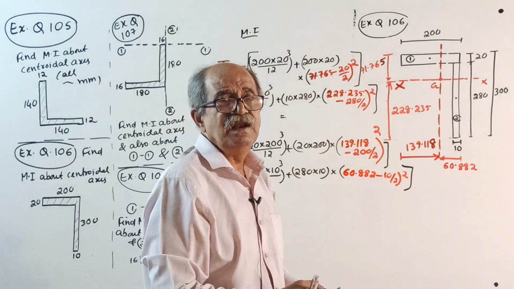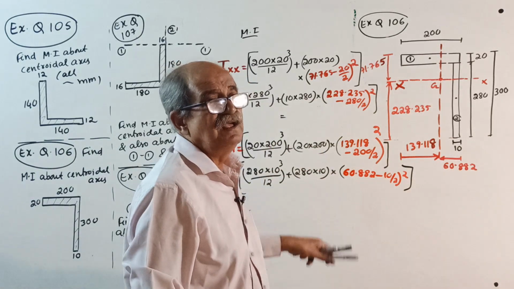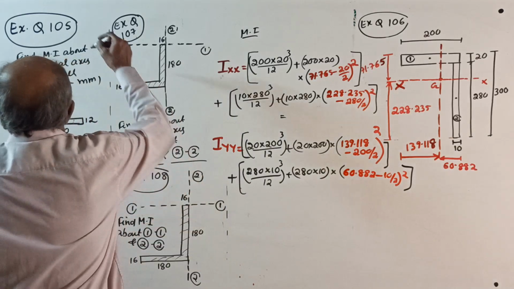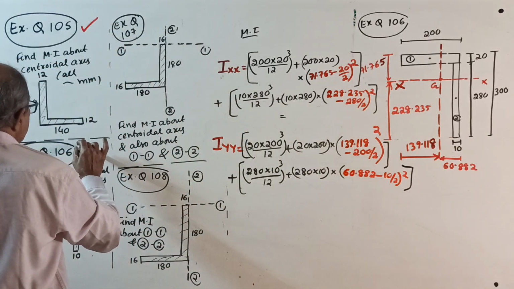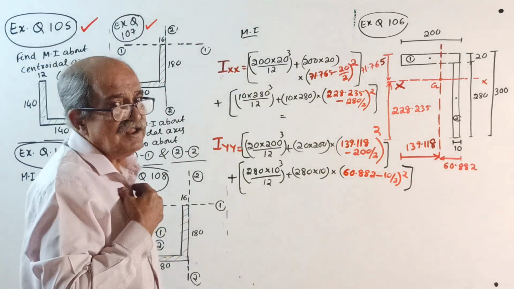Correctly write the expression. See that your expression is matching with my expression. When that much is over, close the question. Okay, exercise 105 over, 106 over. Now I will go for 107. I will write it first.